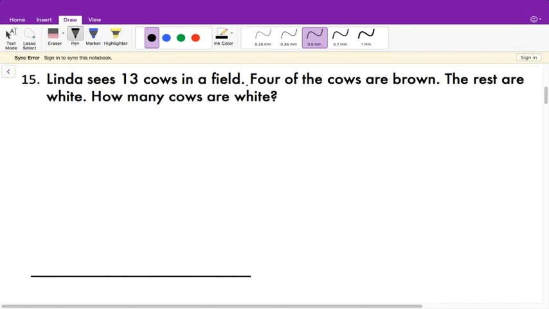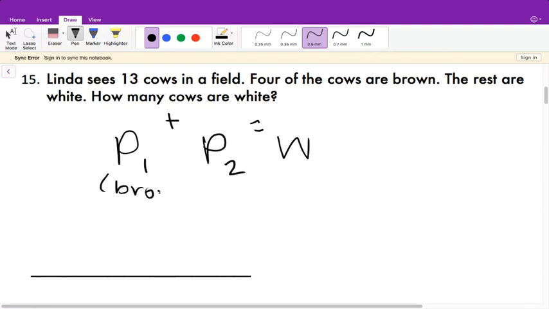So I know altogether there are 13 cows in the field. And it says 4 are brown and the rest are white. So that's telling me there are 2 groups here. There's one group of brown cows and there's one group of white cows. So I'm going to write this as a part whole problem, where part 1 will be the brown cows and part 2 will be the white cows.